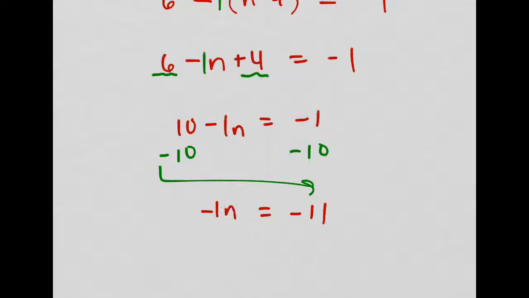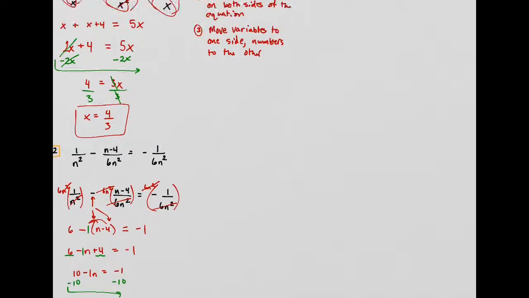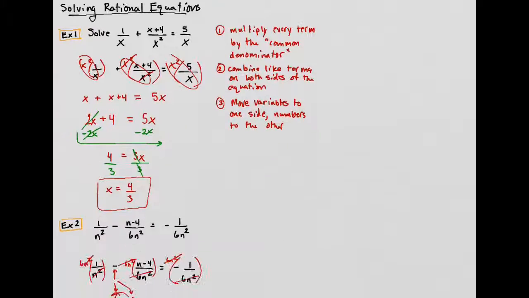And I got a negative 1n. I'll just divide by negative 1 just so I can get rid of the negative. Because then the answer is just positive 11. That's what we're going to do. I'm going to do more examples so you guys understand better what's going on.